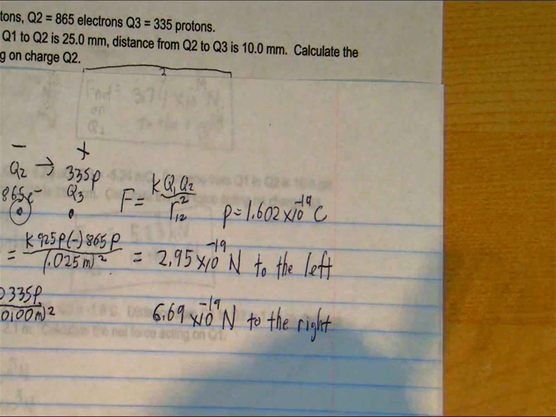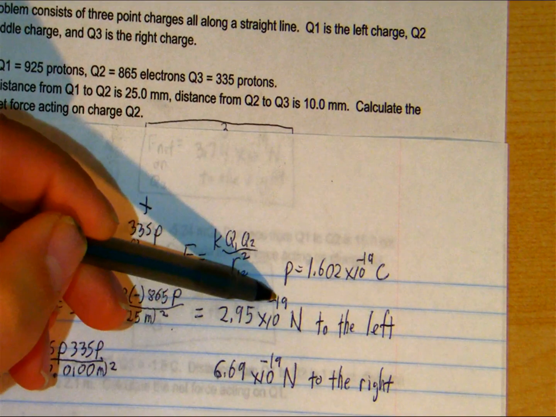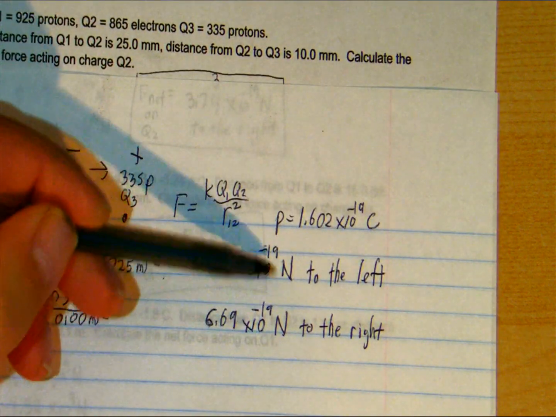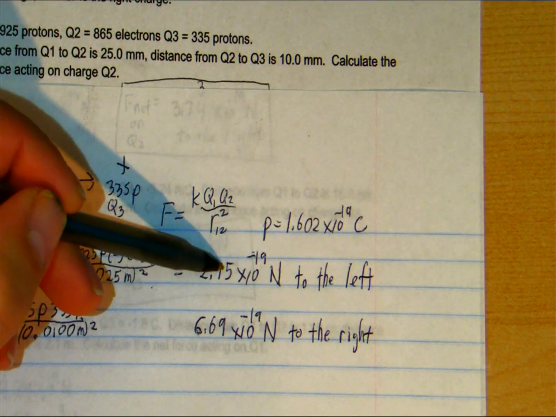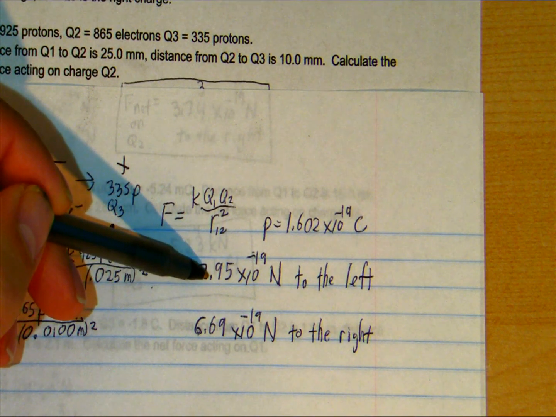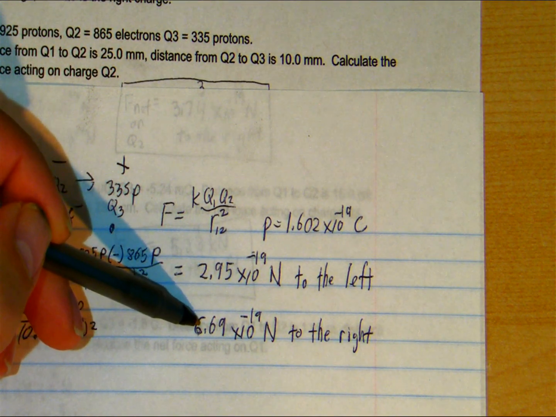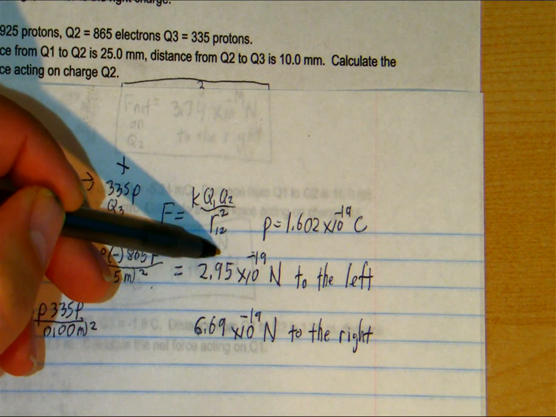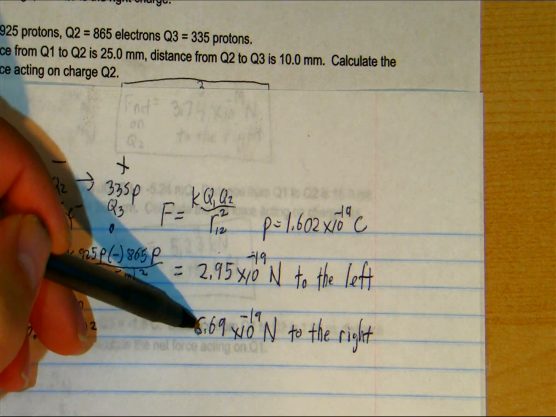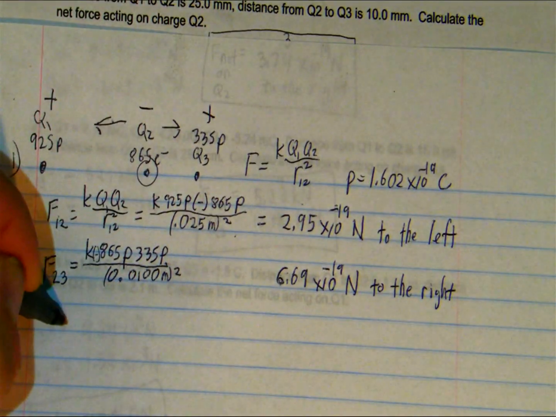And now, fortunately, they're to the same exponent, so it makes it easy to compare and ask yourself, which one is the greater force? 3 to the left or almost 7 to the right? Well, this is larger than that number. So this is the one that's going to be the direction of the net force.